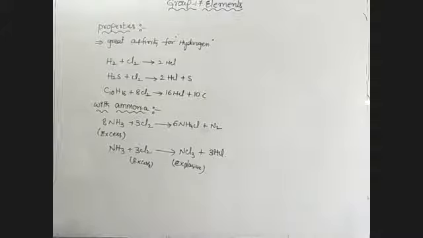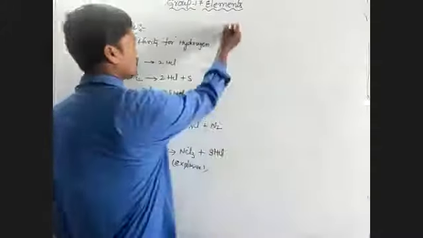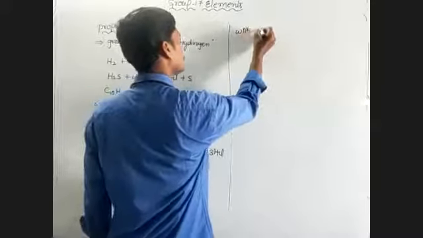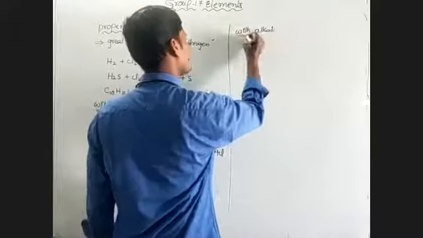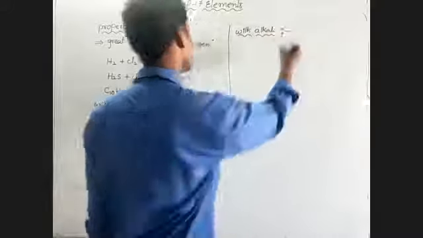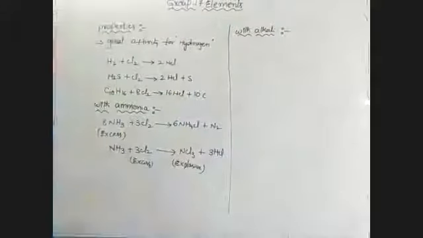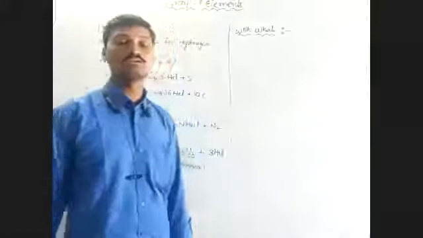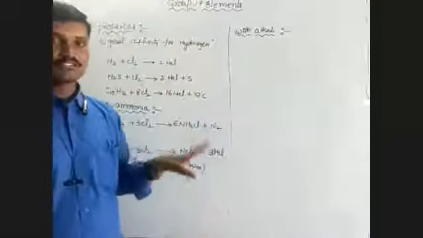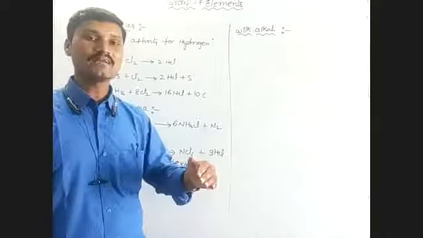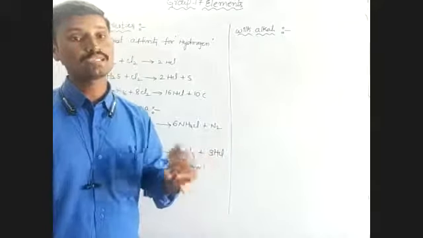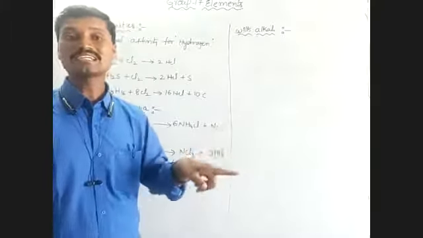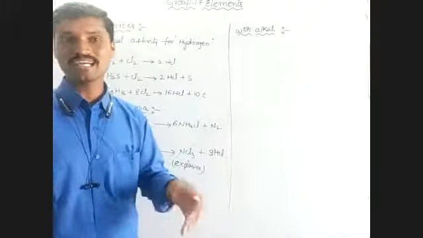So next one, reacts with alkali. This is also completed in previous classes. That means it reacts with cold and dilute alkali. It forms halide and hypohalite, and it reacts with hot and concentrated alkali. It forms halide and halate.